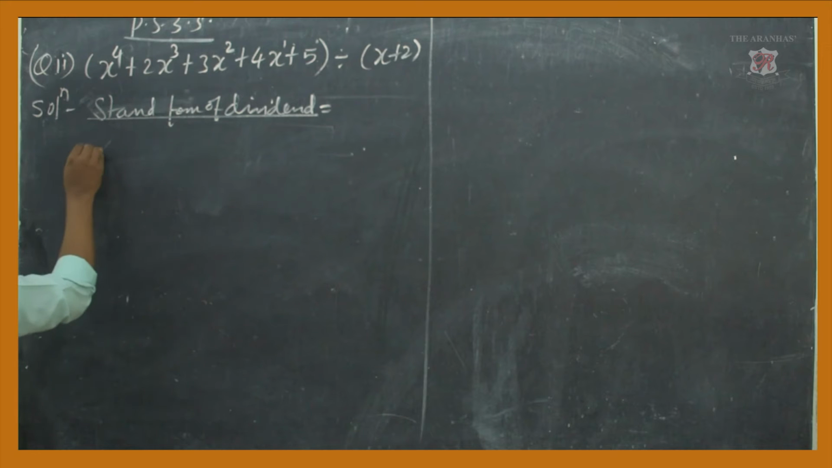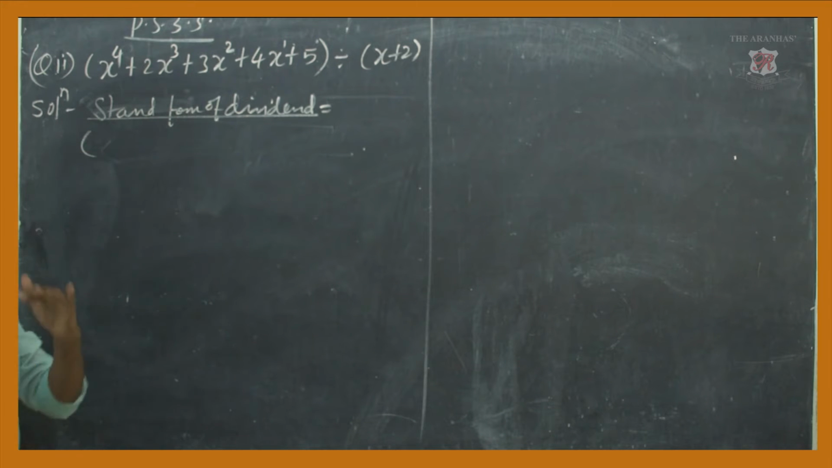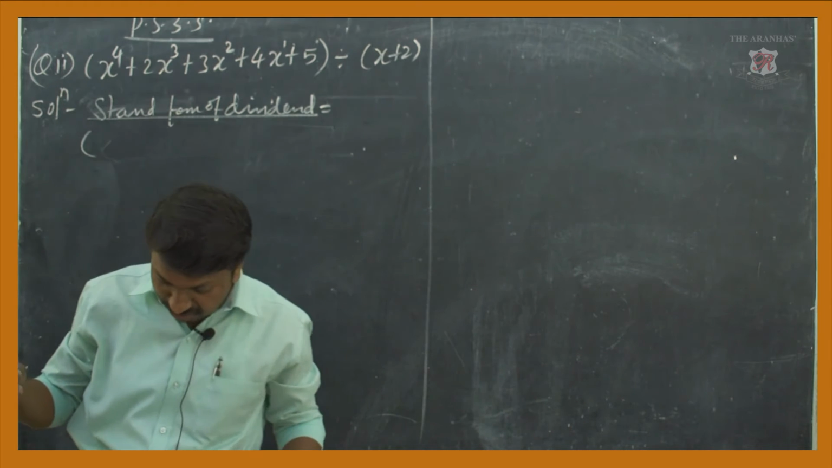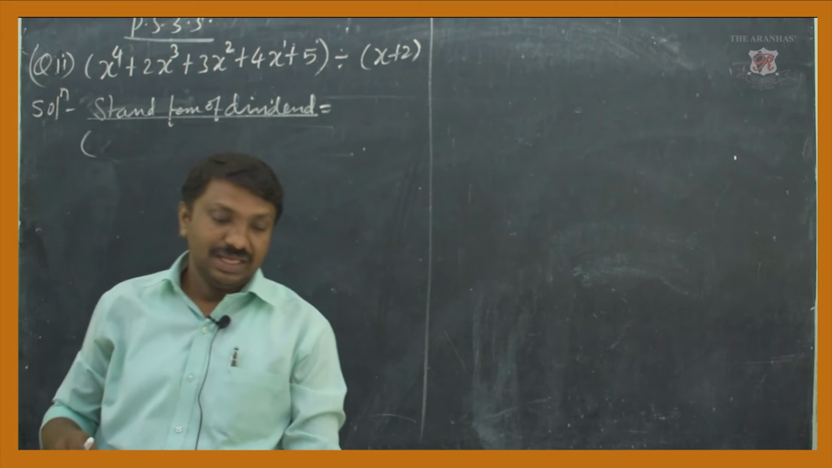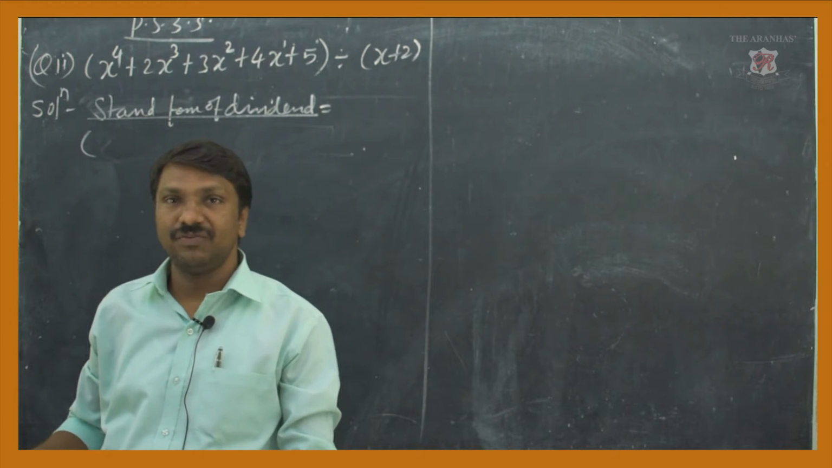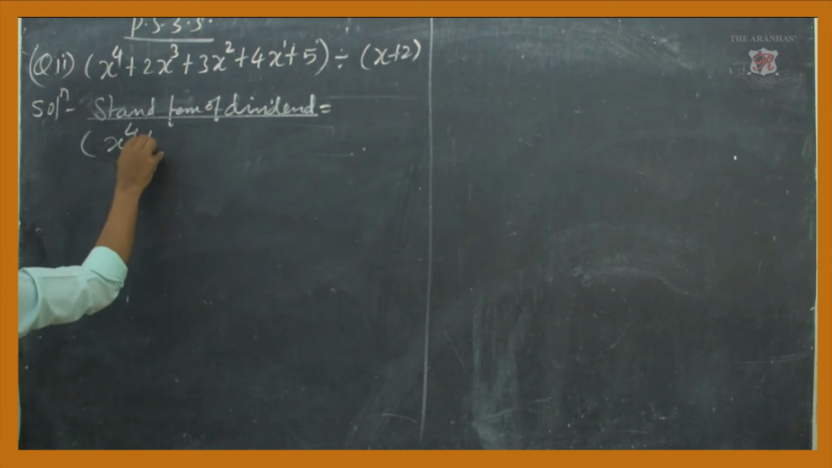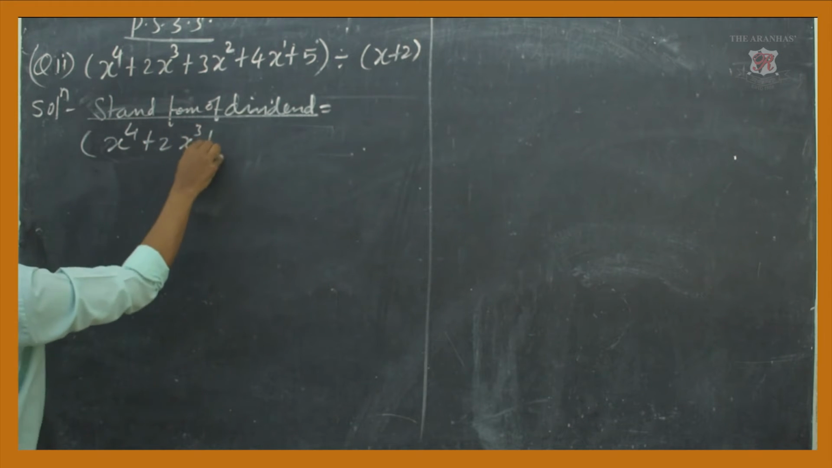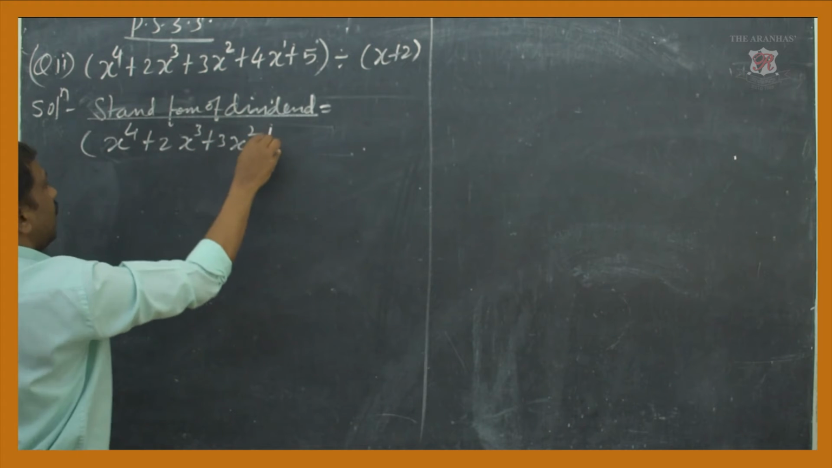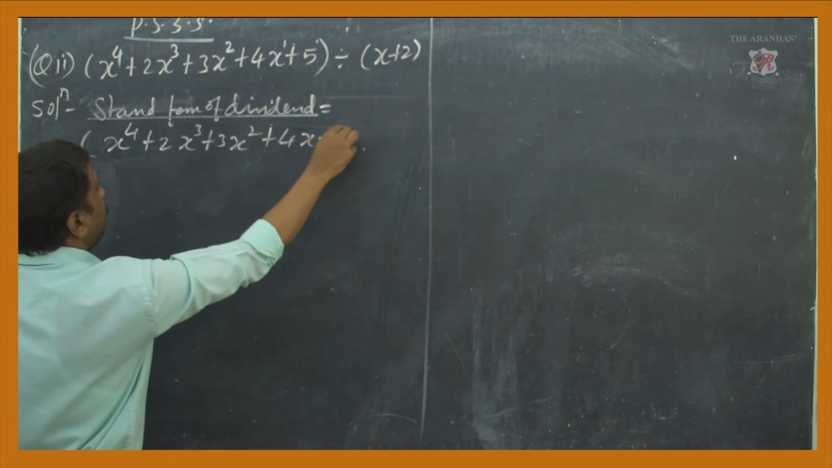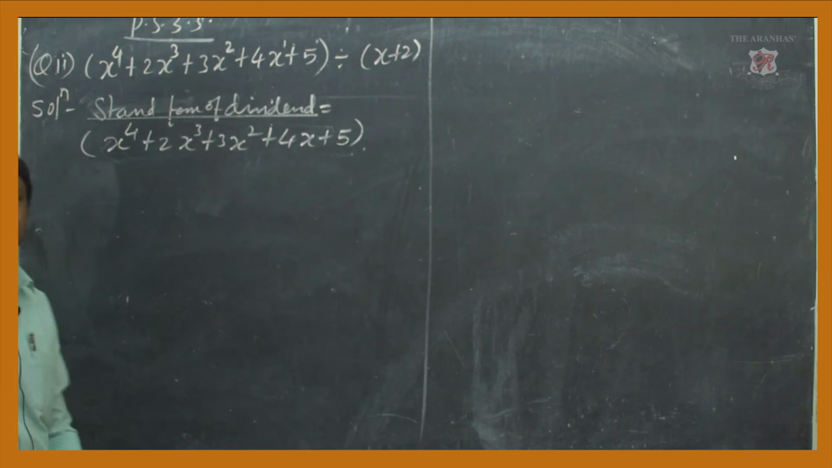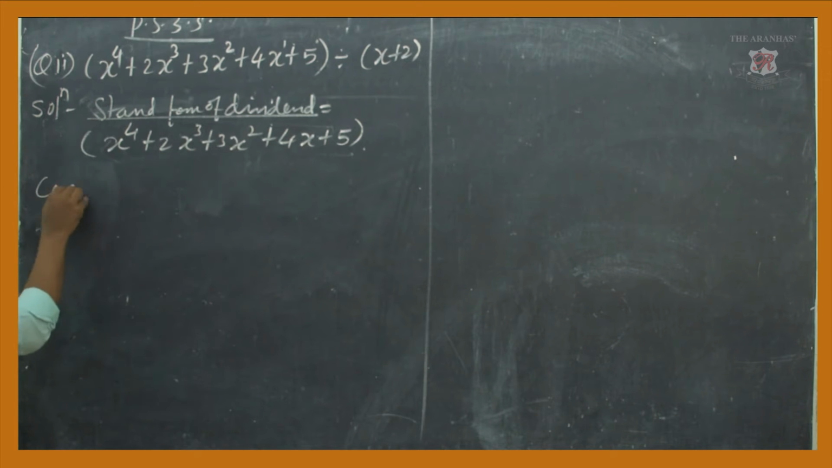So, we will write it as it is. Sometimes in examples you will see that you have to make your own standard form, but here there is no need. We write x raised to 4 plus 2x raised to 3 plus 3x square plus 4x plus 5. So, this is written. The second step is to write the coefficient form.